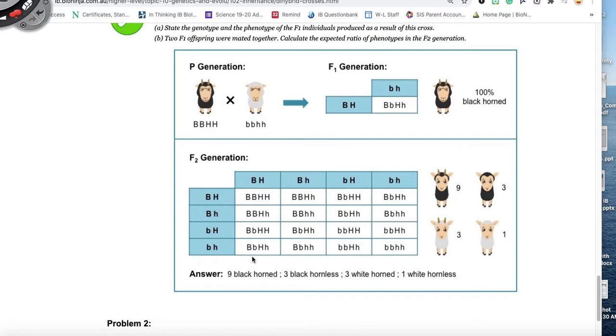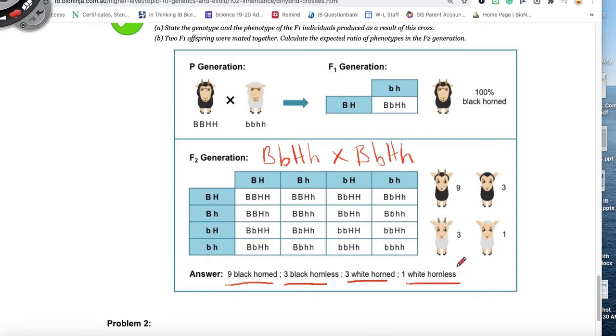Okay, and notice that they just want you to calculate the phenotype, right? So the phenotype again is the physical expression. So it's just like, do you have black hair? Do you have blonde hair? Do you have blue eyes, right? So anytime you cross two heterozygous in a dihybrid cross, you're going to end up with a 9:3:3:1 ratio, okay?